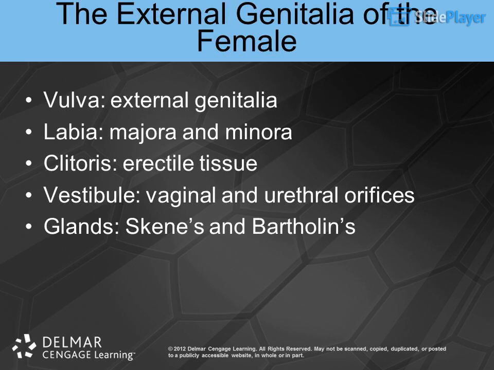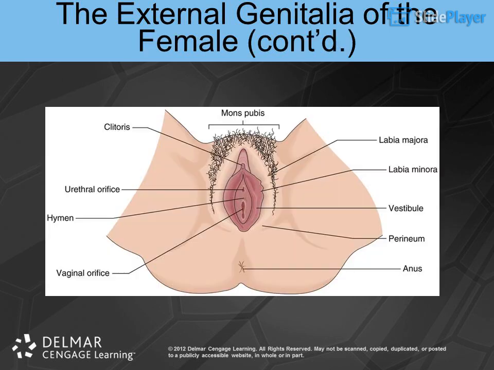The external genitalia of the female. The vulva is the external genitalia. The labia are majora and minora. The clitoris is erectile tissue. The vestibule contains the vaginal and urethral orifices. The glands are Skene's and Bartholin's.